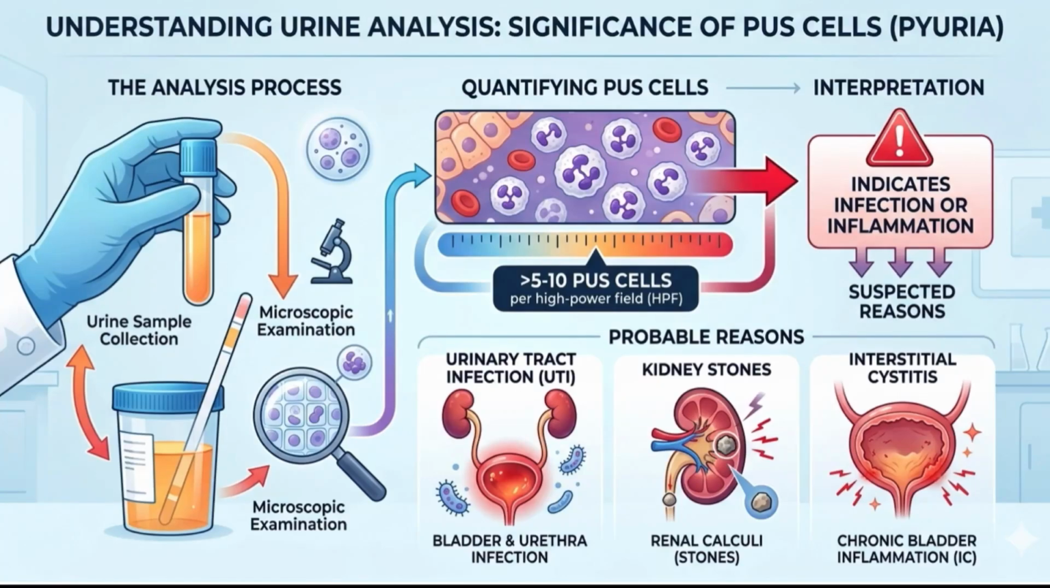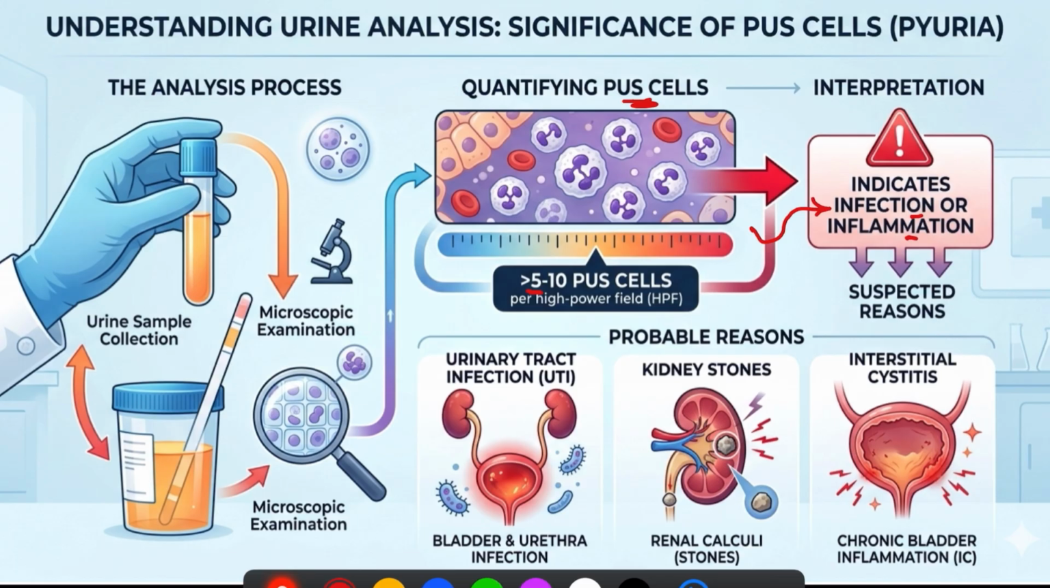Hello everyone. Today we will shortly discuss how to interpret a urine analysis report, especially when there is suspected urinary tract infection. First, in the report, look for the presence of pus cells. If the pus cells are more than 5 to 10, that will indicate either infection or inflammation. So these WBCs will indicate either infection or inflammation.